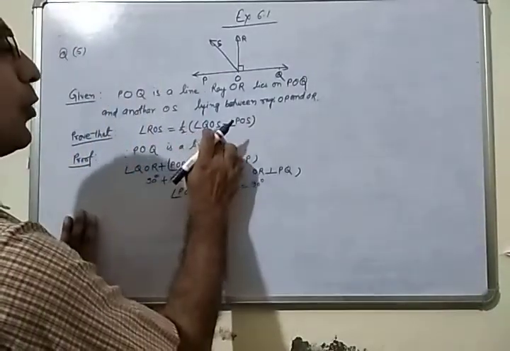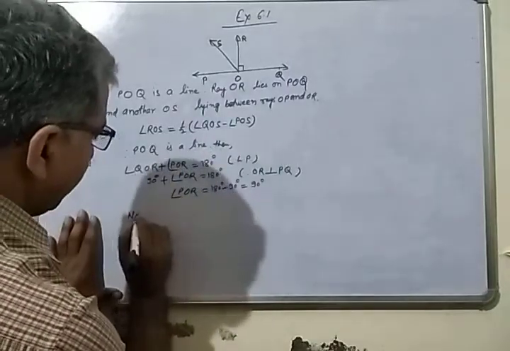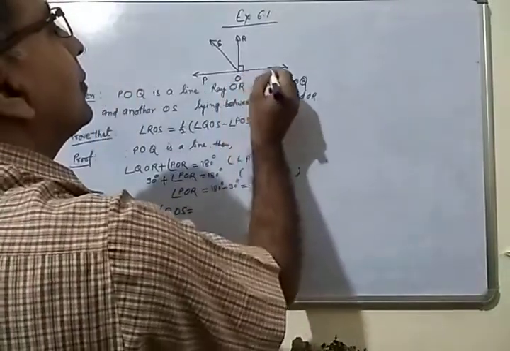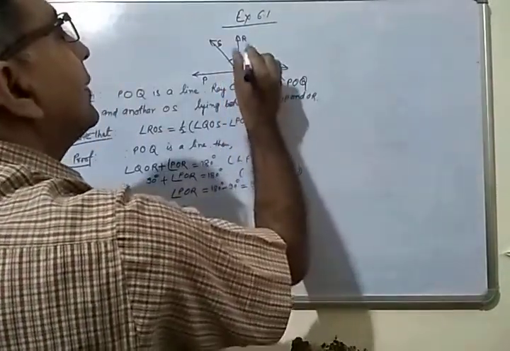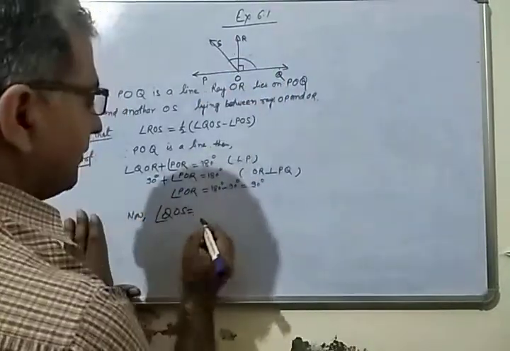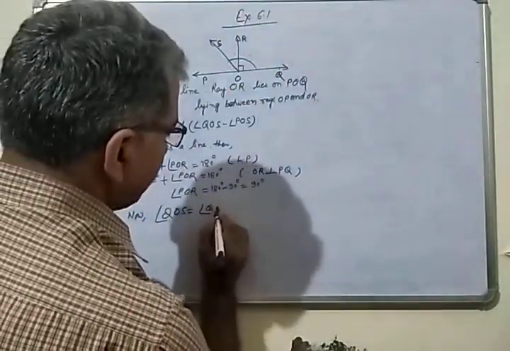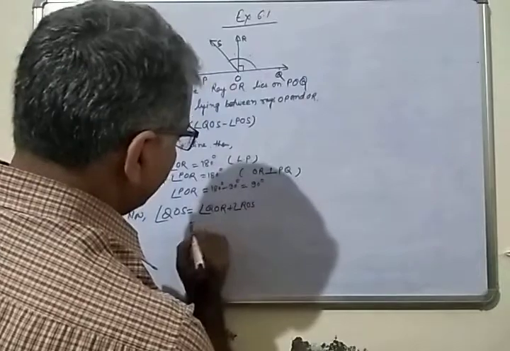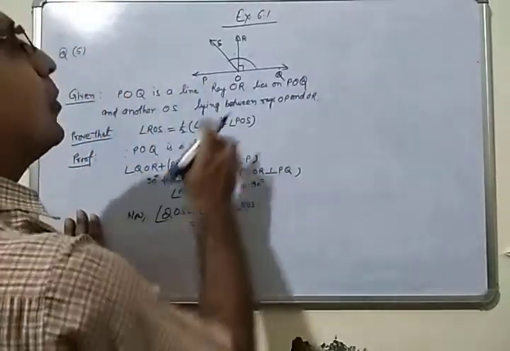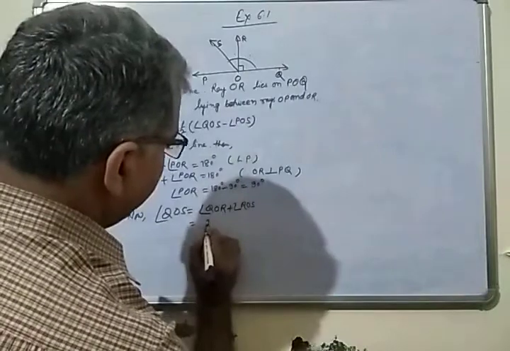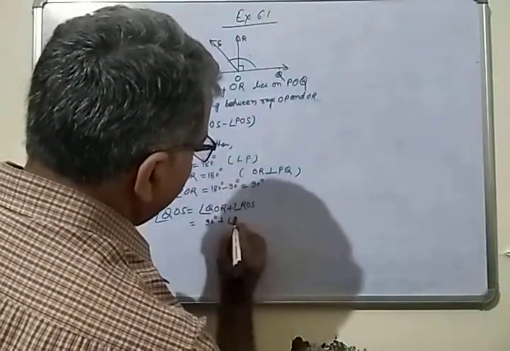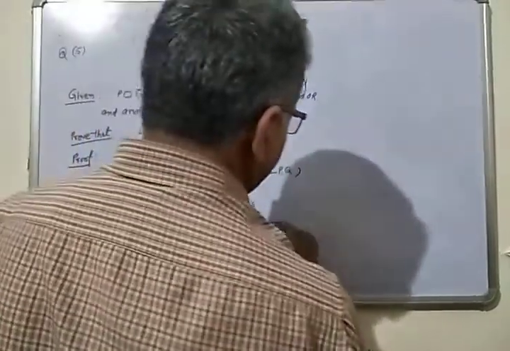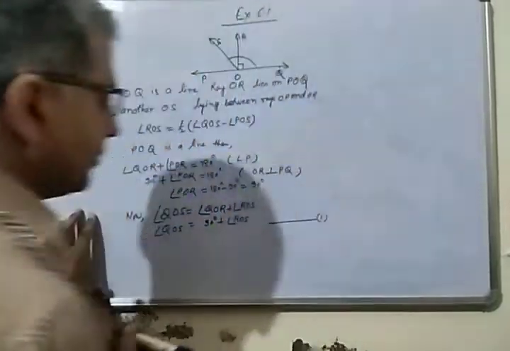Now find QOS. Angle QOS is equal to this plus this. So angle QOR plus angle ROS. QOR is 90 degrees, so 90 degrees plus angle ROS. Here is angle QOS. Take this as equation 1.